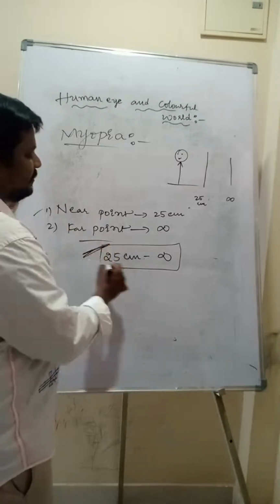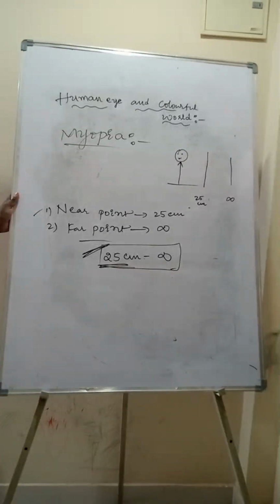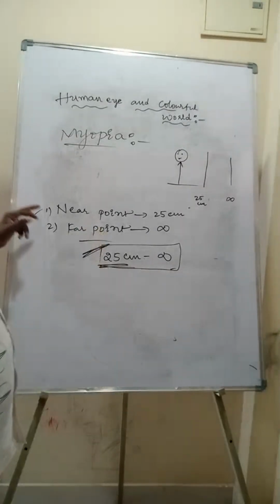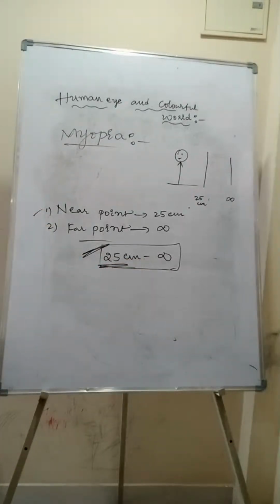So this is the range of vision, 25 centimeters up to infinity, that a healthy person can see. Here I hope you got it: near point and far point. The range of vision is 25 centimeters up to infinity.